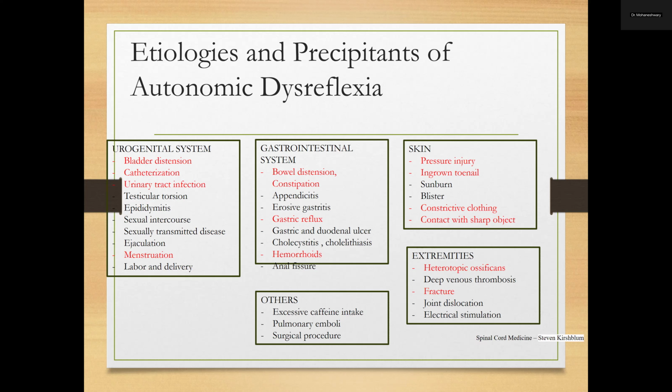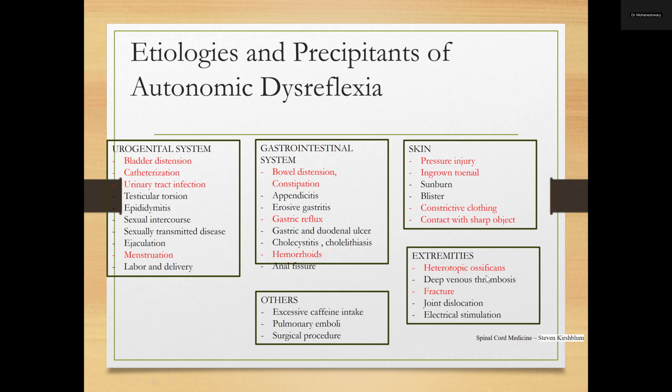And then ingrown toenails, which is not serious, but actually ingrown toenails do cause AD for many spinal cord injured survivors. Constrictive clothing as well. Many of them like to wear tight jeans, which can cause AD.